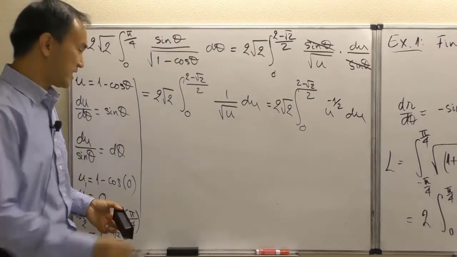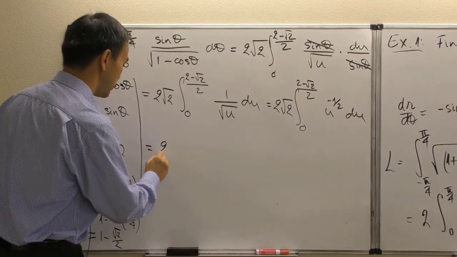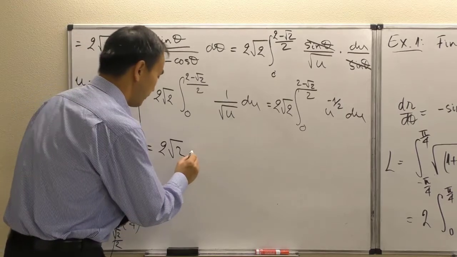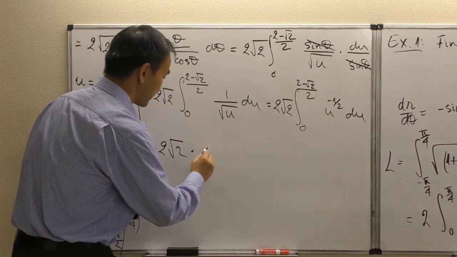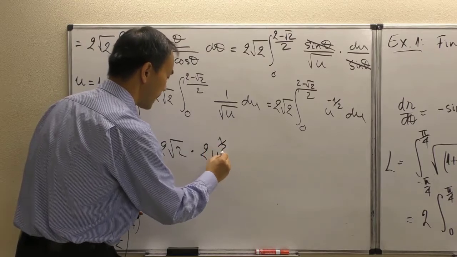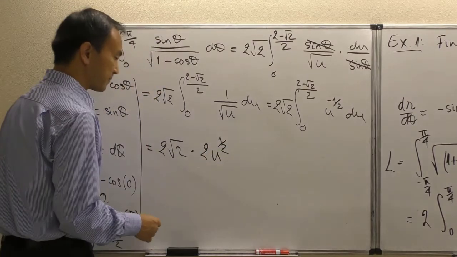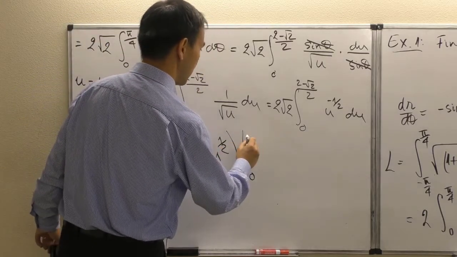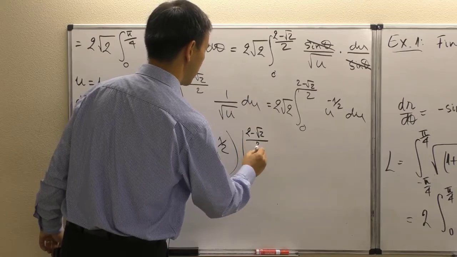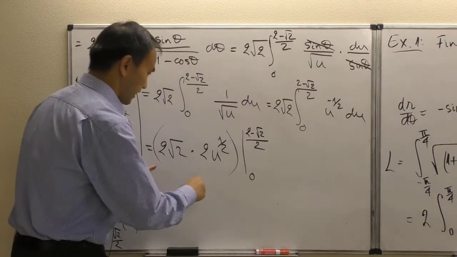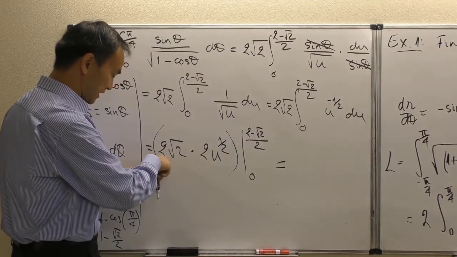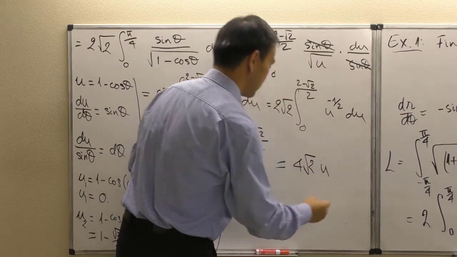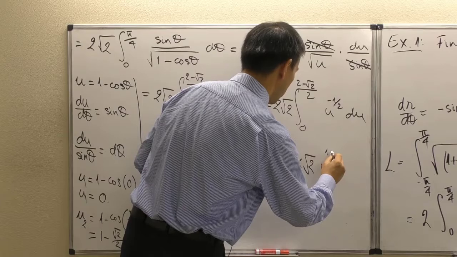Okay, and so now in that way, clearly we're looking at 2 times square root of 2. Now I'm using the fundamental theorem of calculus. So 2 times square root of 2, I'm going to multiply, and now we're looking at 2 times u to the positive 1/2 power. That's how I take my antiderivative. Now with this antiderivative, I'm ready to substitute in 0 and 2 minus square root 2 over 2. And a little further, you can see that 2 times that 2 square root 2 gives us a total of 4 times square root 2 times u to the positive 1/2.